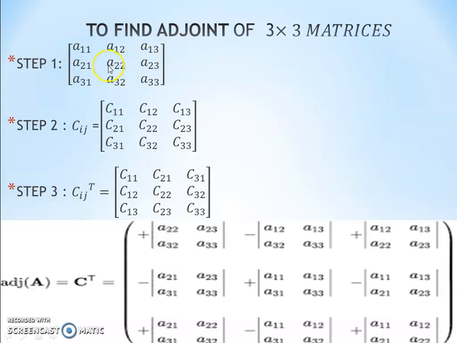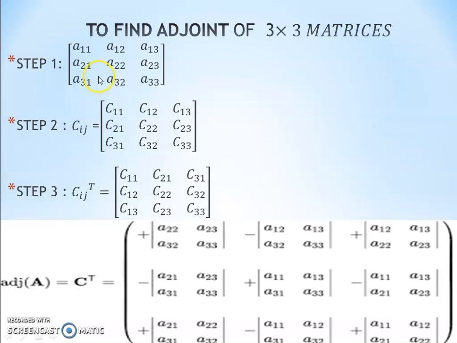We have to skip the first row and first column. What is remaining? A22, A23, A32, A33. So note this down. Next one, C12. For C12, what do we have to skip? The first row, second column. Here I highlight the transpose, which is why we take the transposed element directly. So C11 is covered, and C12 we have to cover.